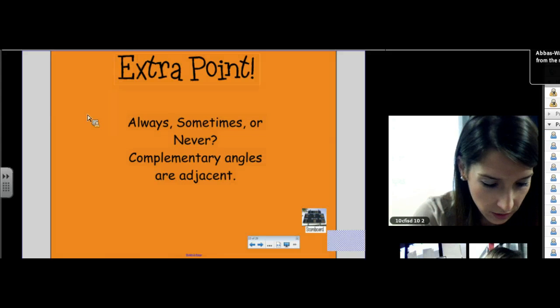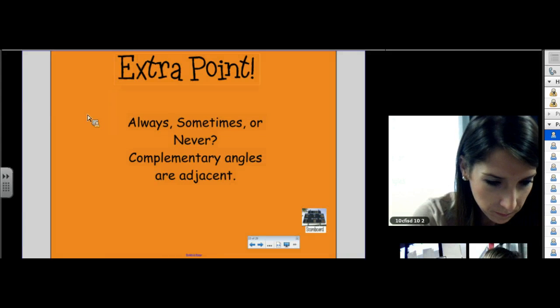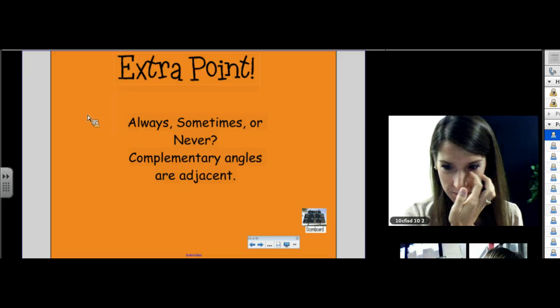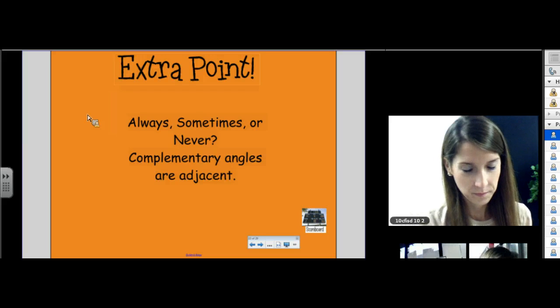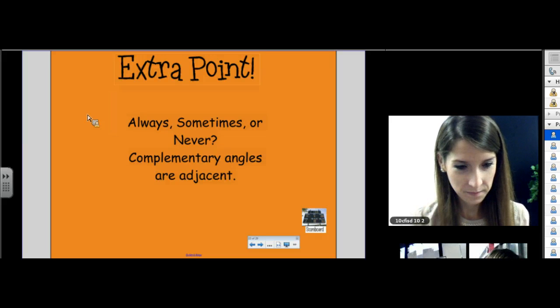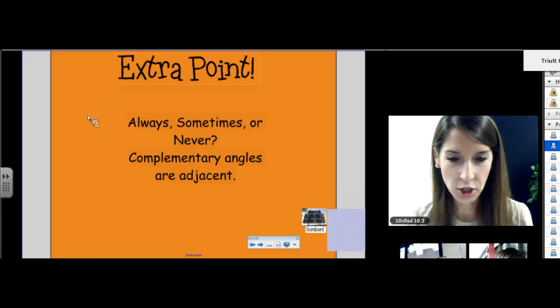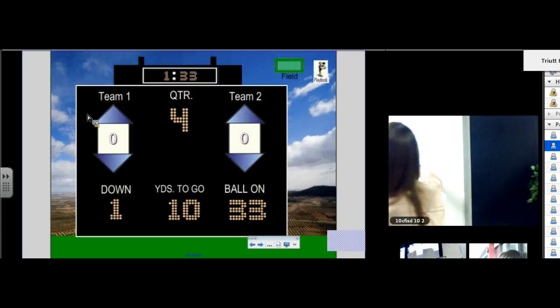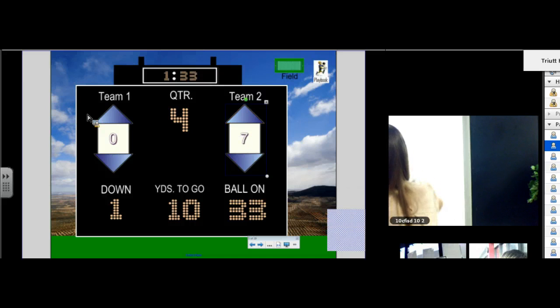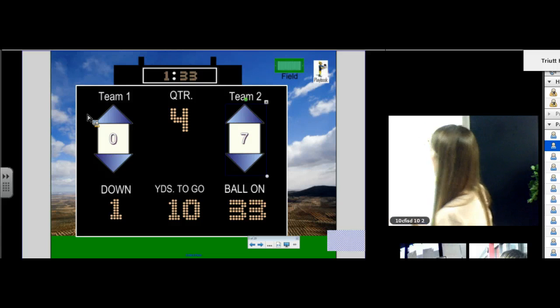What is your answer, Alton? Always, sometimes, or never. Complementary angles are sometimes adjacent. Awesome. So team 2, the Patriots, now have 7 points. And we will go back to the field.